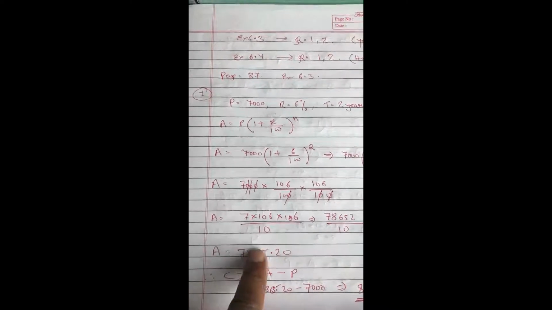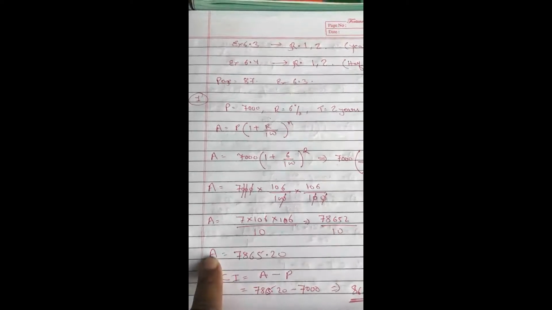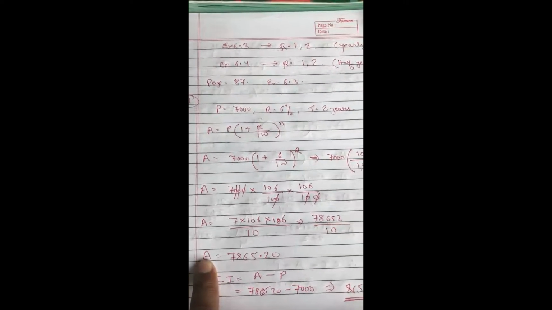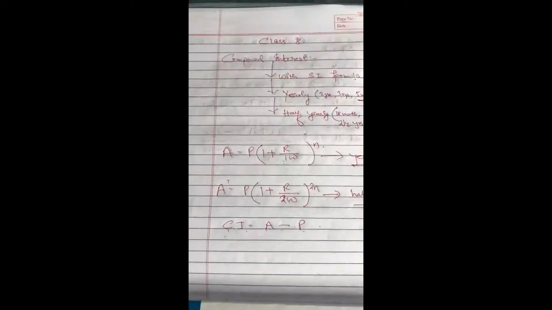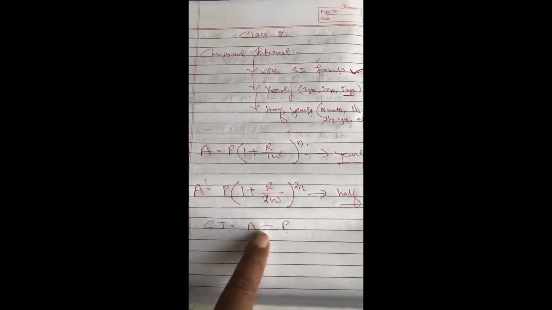That is 7865.20. This is the amount. Remember, this is not the compound interest. This is just the amount. The formula, as I have told you, to find compound interest is amount minus principal. So here also you will do the same thing.